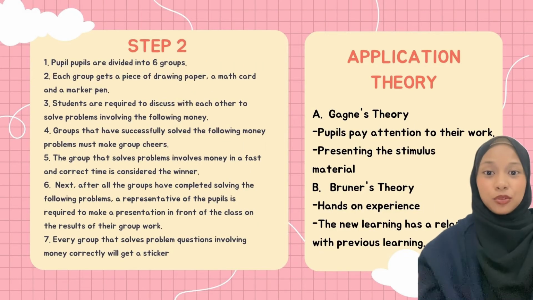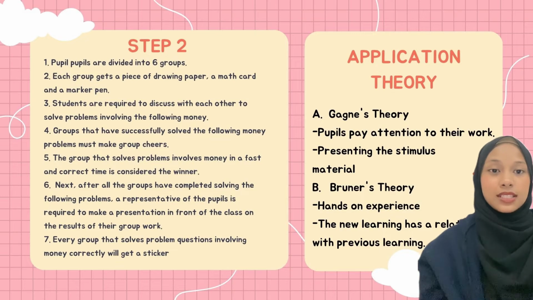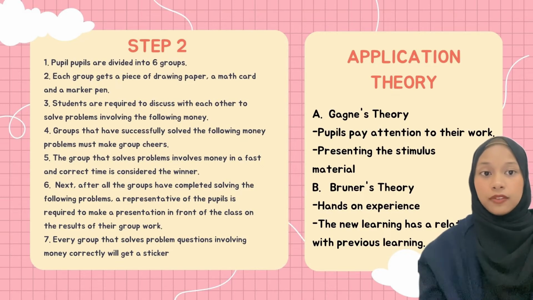For step 2 or activity 2, the pupils are divided into six groups. Each group gets a piece of drawing paper, a math card, and a marker pen. Students are required to discuss with each other to solve problems involving money. Groups that have successfully solved the problem must make a group cheer. The group that solves the problem involving money in a fast and correct time is considered the winner.